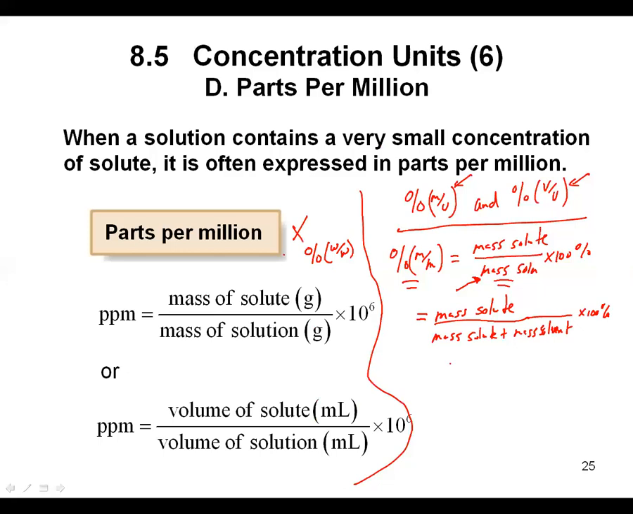So for example, if we made a solution by dissolving 2.5 grams of calcium chloride and 50 grams of water, what is the percent mass to mass? Why don't you take a second there and calculate the percent mass to mass for that solution.